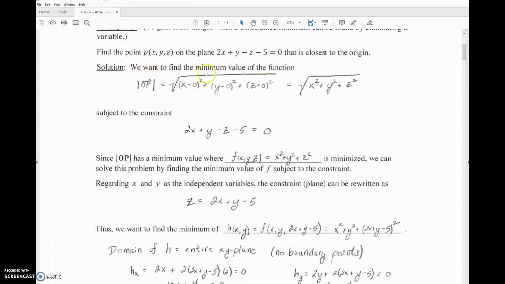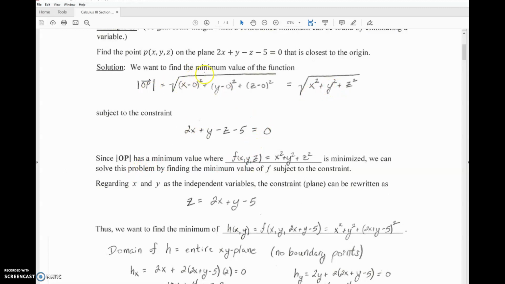So the solution, we want to find the minimum value of the function. We want a point x, y, z that is closest to the origin. So what's the distance to the origin? Well, we use the distance formula from the origin to the point. So it's the square root of x minus 0 squared plus y minus 0 squared plus z minus 0 squared, or just the square root of x squared plus y squared plus z squared. So we want to find the minimum value of this function subject to the constraint 2x plus y minus z minus 5 equals 0. That puts the points that we're looking for on the plane, and then we want to minimize the distance function.